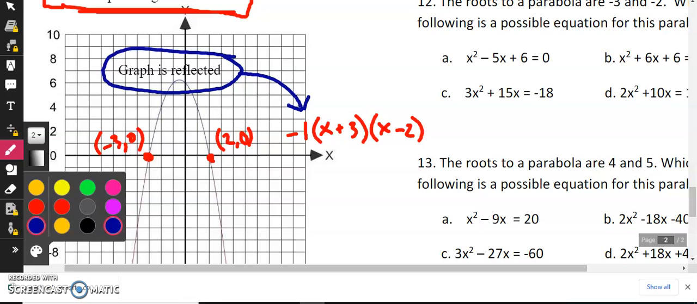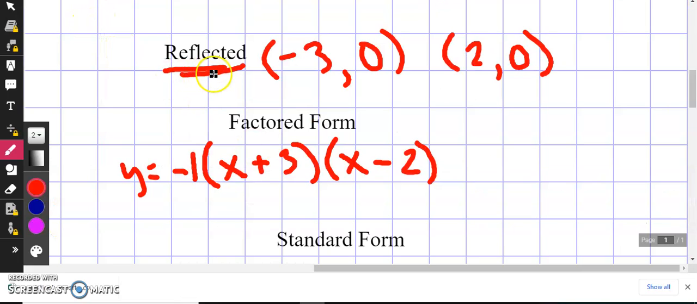So from here, we're just going to follow the same steps that we did previously to get our standard form. So once again, we had a reflected graph. We had our x-intercepts as negative 3 and 2. So we converted that into factored form by putting x plus 3, x minus 2 in the parentheses, and then an extra negative 1 in front due to the reflection. So to find standard form, now we're just going to multiply everything together. We technically have 3 things being multiplied, so we just need to do them 2 at a time.